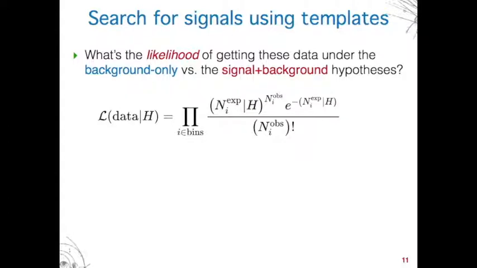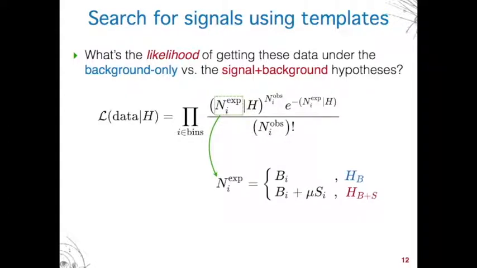The likelihood is simply a product of Poisson probabilities in the bins across the data set, where the expected number of events in each bin depends on the hypothesis you're testing, of course. If you're testing the background-only hypothesis, you expect, say, b_i number of events.